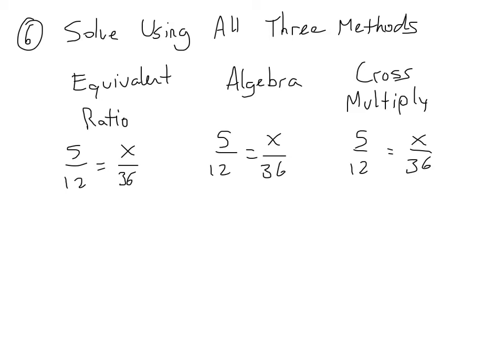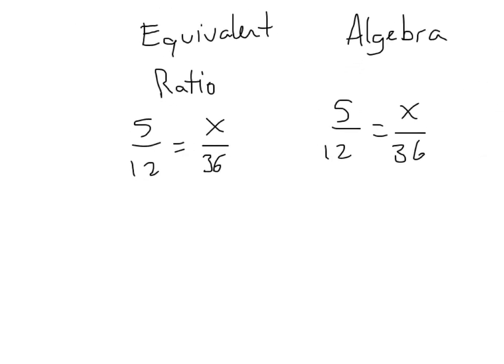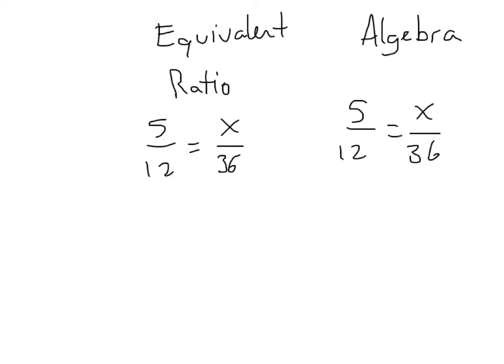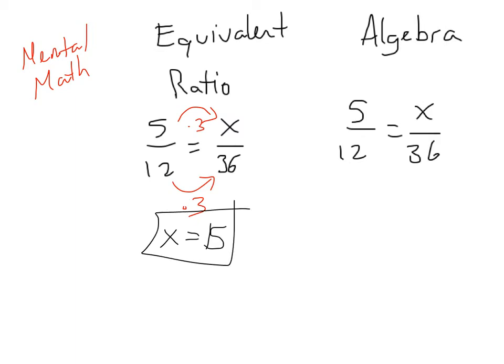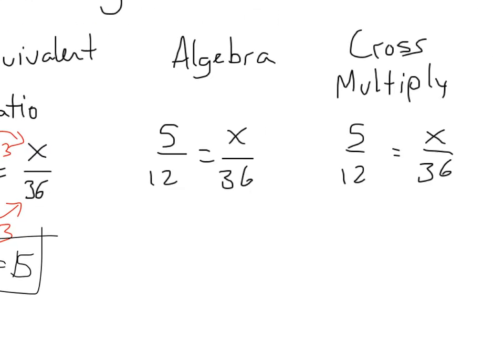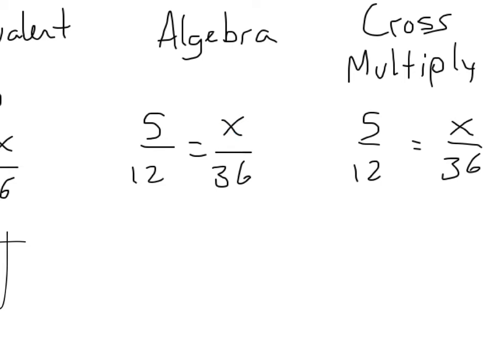All right, so equivalent ratio, just to remember here, what that means is, hey, I know these two things are ratios, and there's an equal sign, which means they're equivalent. This is also what I refer to as the mental math way. So how do you go from 12 to 36? Well, you can multiply by 3. So then you take 5 times 3, and lo and behold, you get x to equal 5 times 3 is 15, right?